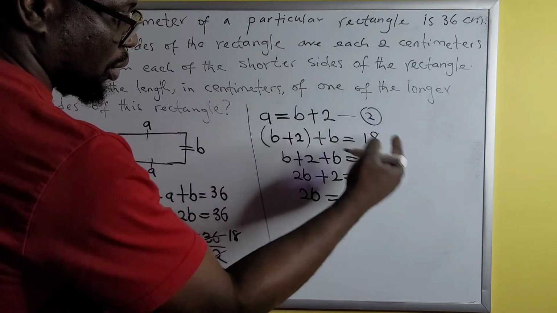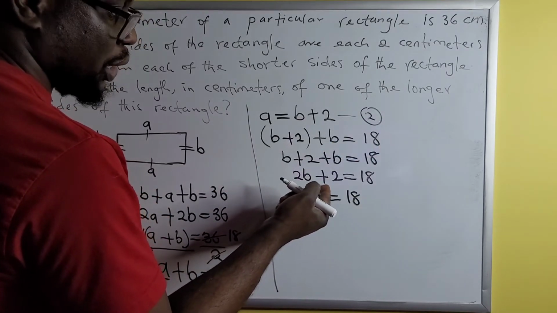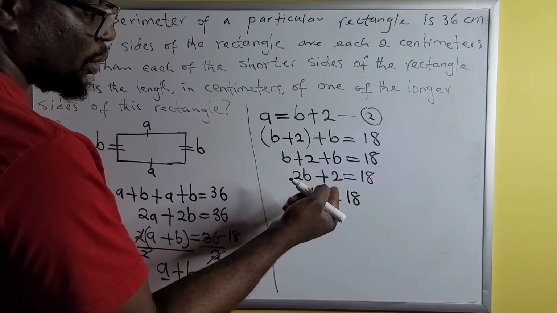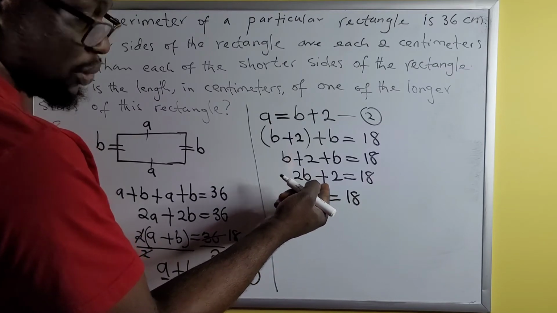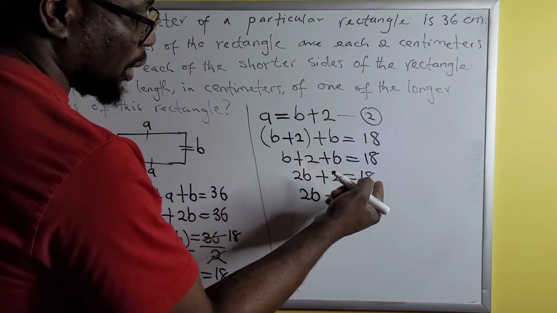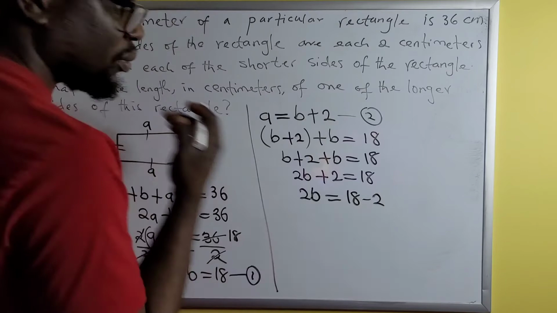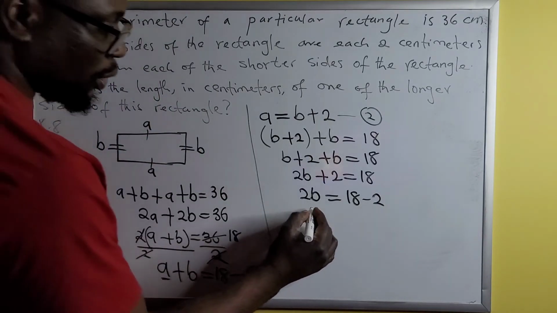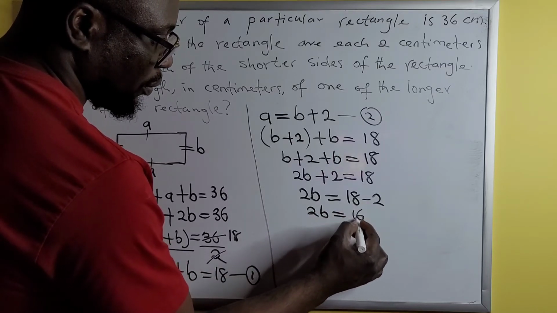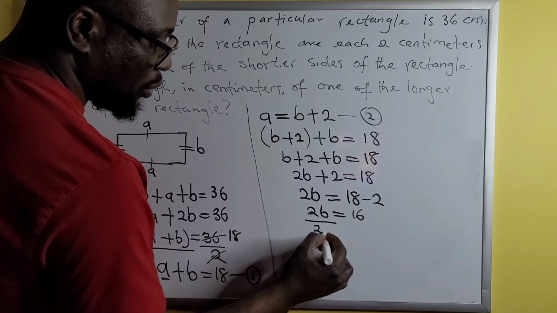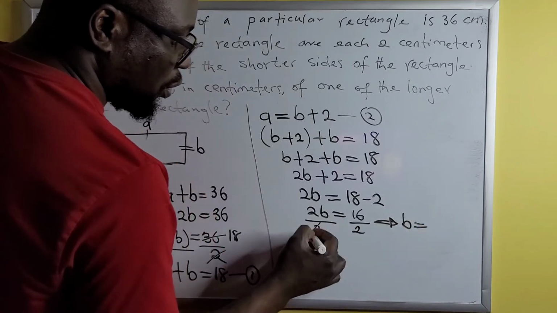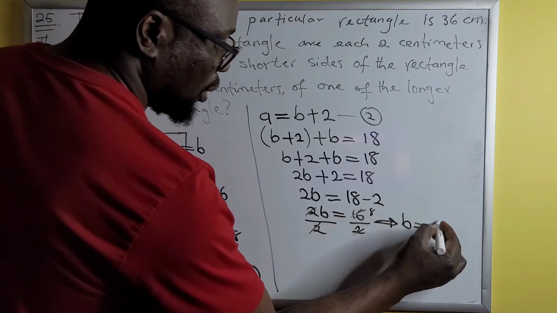Take this number to the other side. Your sign is going to change. Anytime you move something across the equal sign, the sign is going to change. So this is going to become negative. So you have 2B is equal to 18 minus 2. And that gives you 16. So you have 2B is equal to 16. That means your B, if you divide both sides by 2, your B is going to be equal to what? 8. So your B is 8.